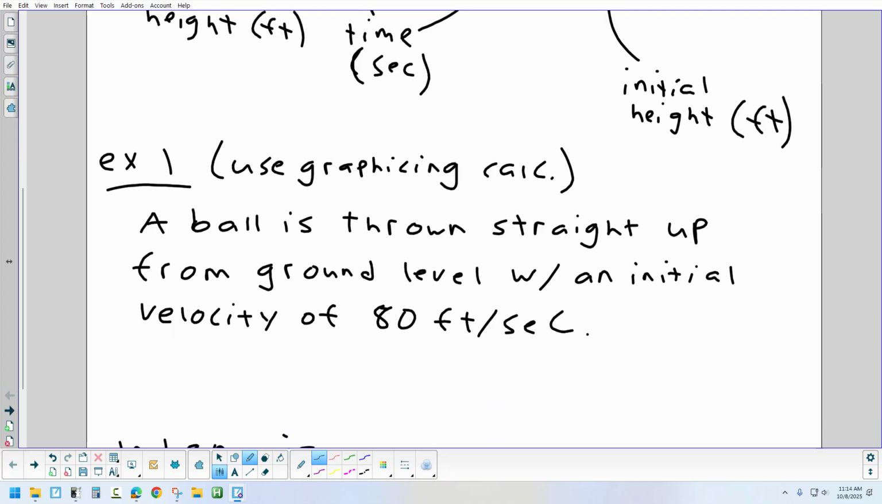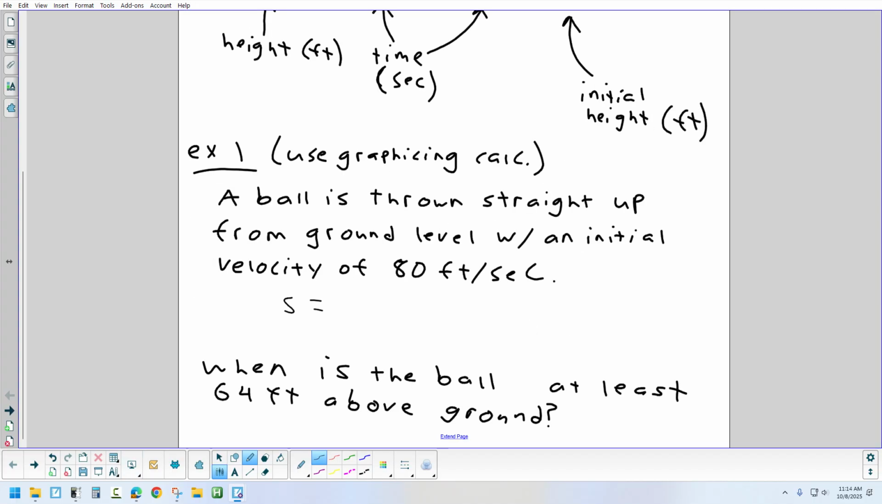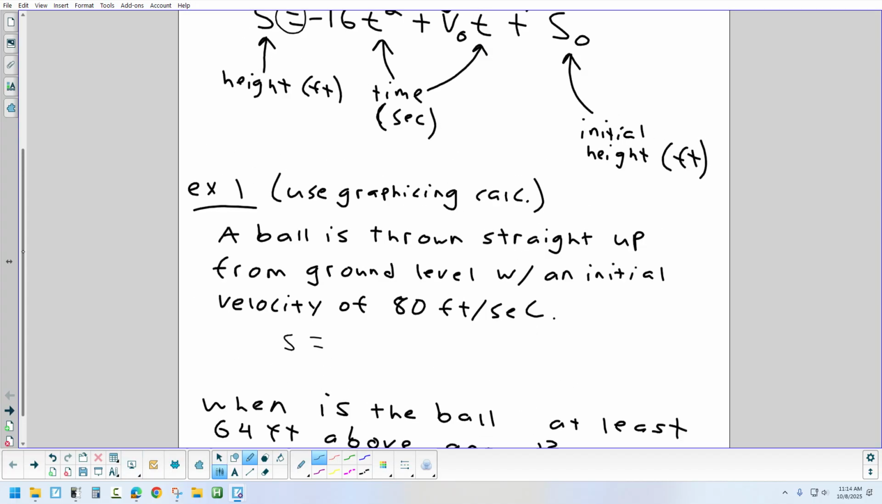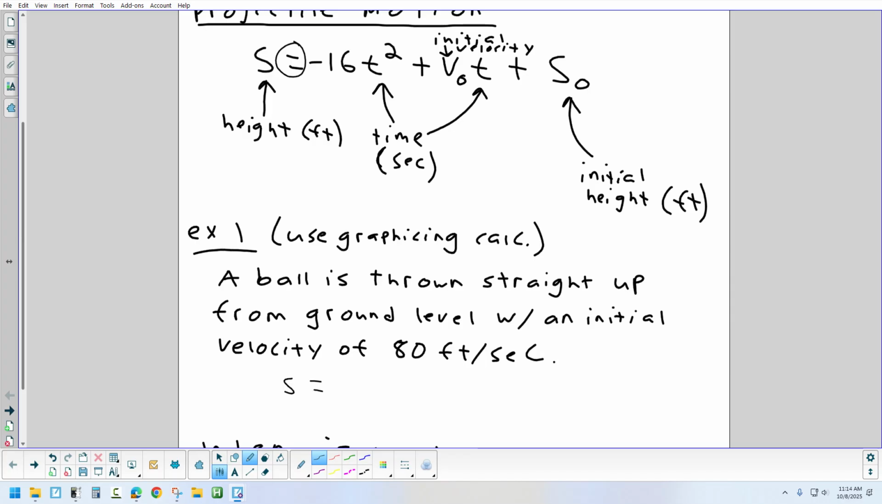So when we write the formula, it always starts out with S equals, and then what's the first thing that comes after the equal sign in the formula for the height? This part never changes. Yeah? Negative 16. Negative 16, and what's next to that? T squared. T squared. Okay, that doesn't change.